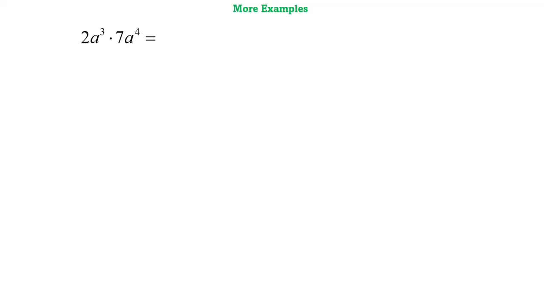More example pa po. 2a cubed times 7a raised to 4. So, ang magkamukha po natin dyan is, of course, yung dalawang number, pwede natin silang i-multiply. So, that is 2 times 7. Si a cube at a raised to 4 naman po, pag multiply natin, the same base po sila. So, we're just simply going to add their exponent. Kaya po naging ganon. So, that will become 2 times 7 is 14. A raised to 3 plus 4 is 7.